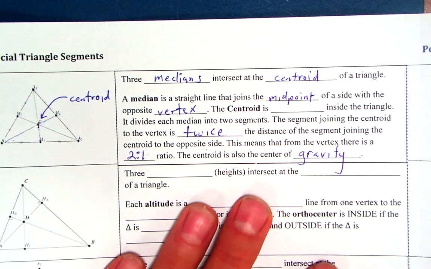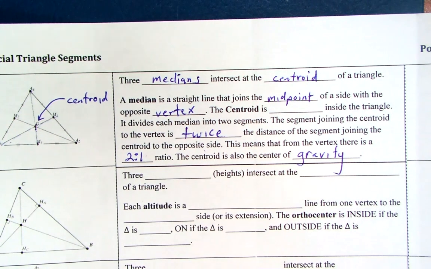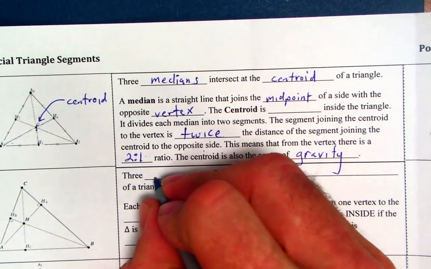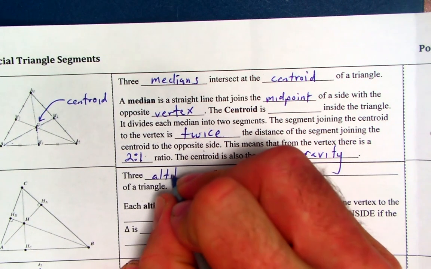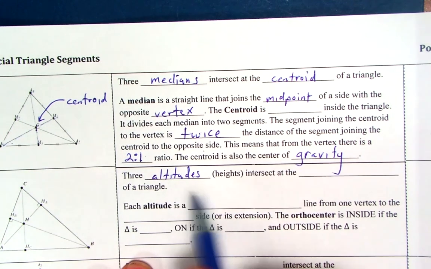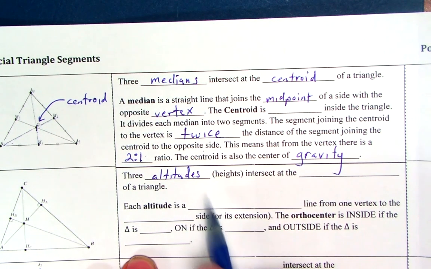All right, the next one is the orthocenter, and the orthocenter is where three altitudes meet. So three altitudes, another name for altitude is just the height of the triangle, intersect at the orthocenter.